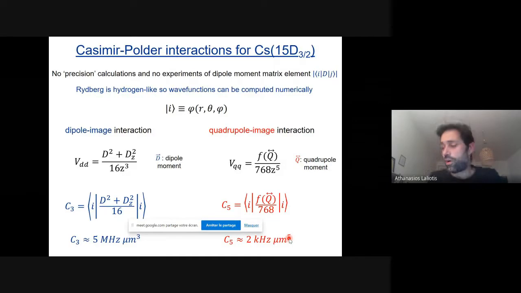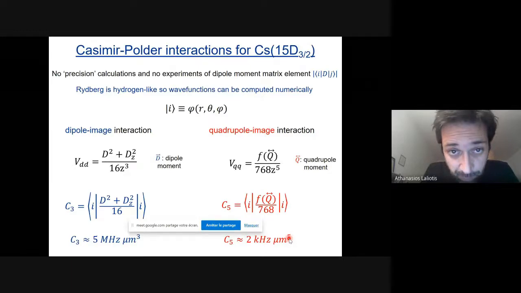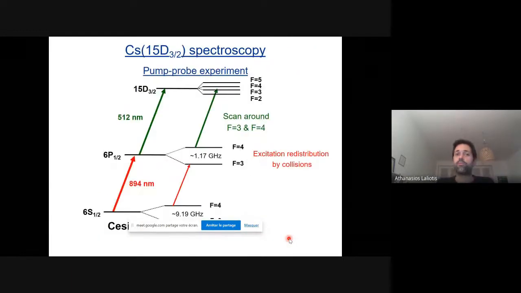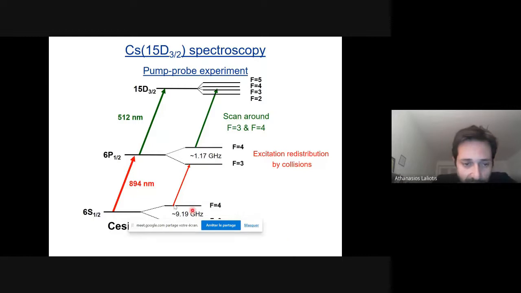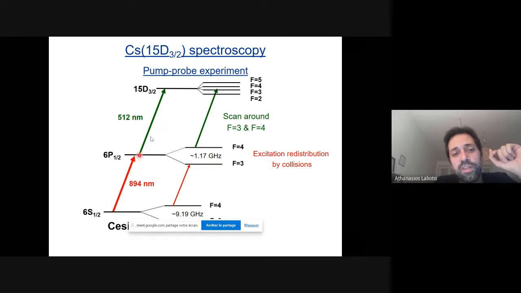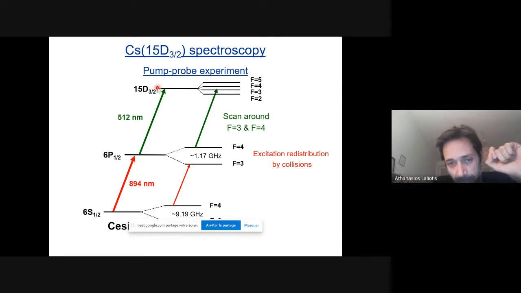So these are our theoretical estimations. Let's see what's going on with the experiments. The experiment that we propose, that we want to do, is the following. We have a cesium ground state atom. We pump it with a strong D1 laser, which brings it to the 6p level, the first excited level. And then we perform our selective reflection spectroscopy on the 6p15D line.